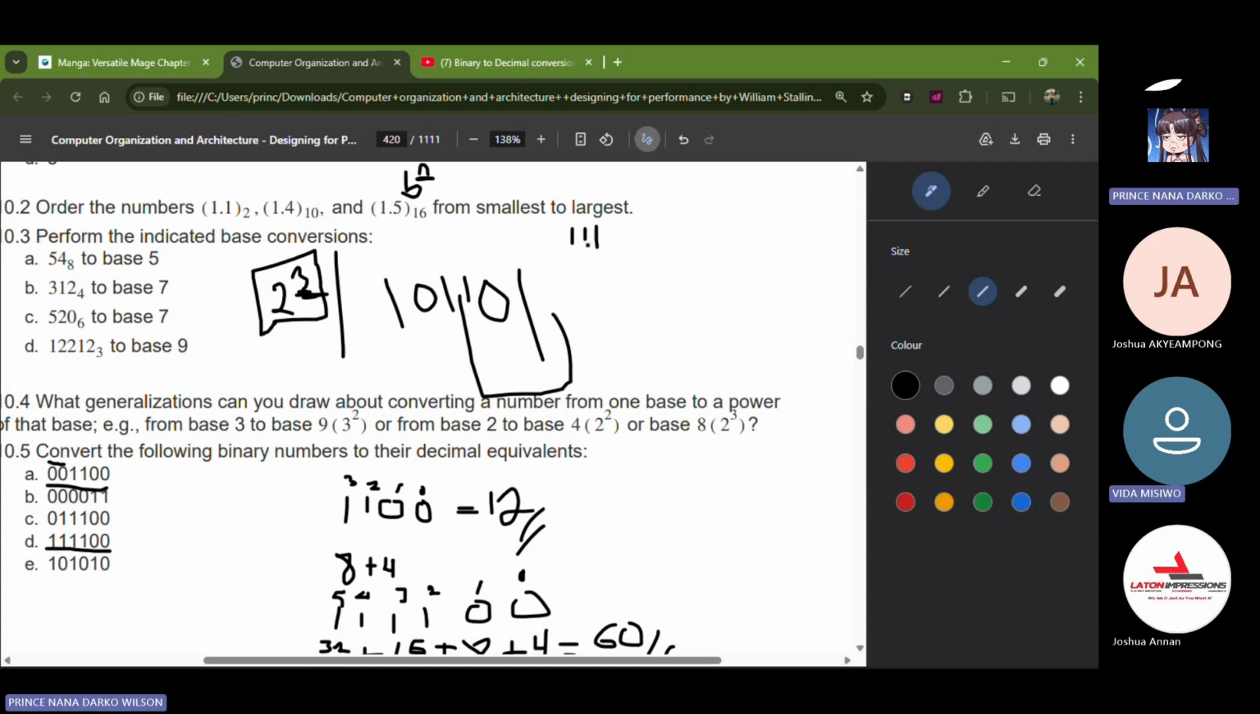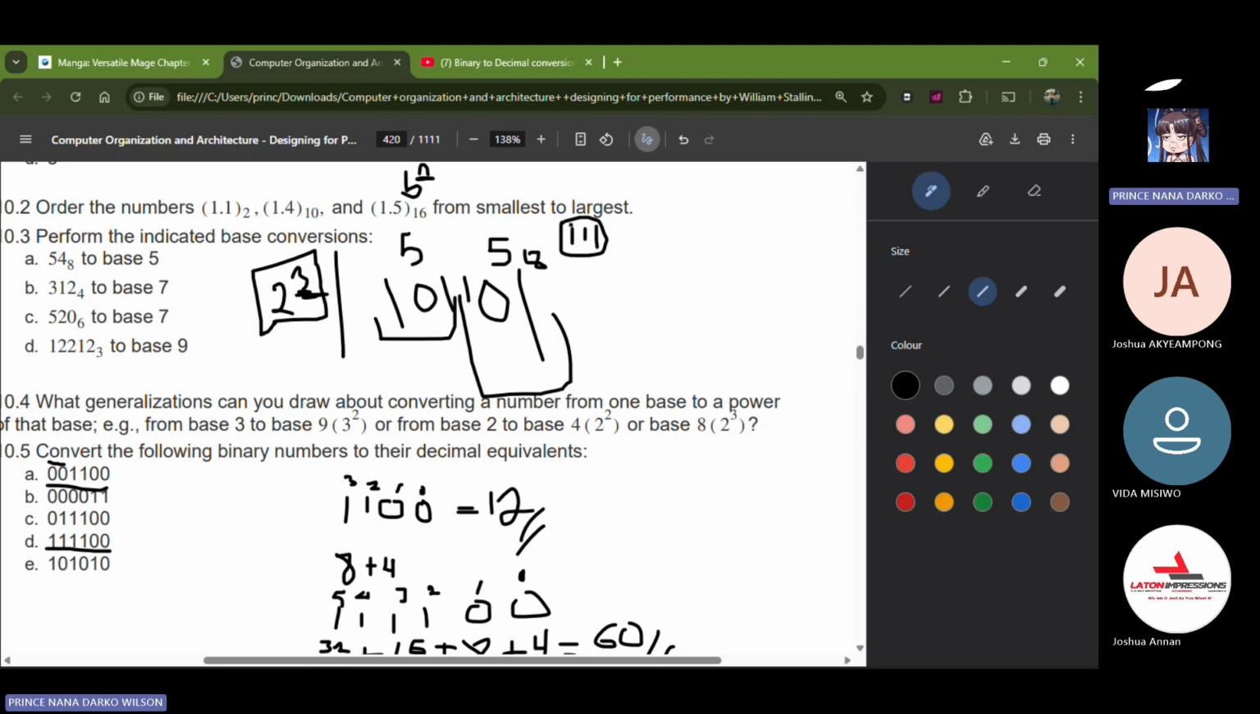So I convert each group. 101 in base 10 is 5, and this side is also equivalent to 5. So this is 5, 5 in base 8 automatically, because the largest value here is 7. We are working from 0 to 7, which is basically base 8.